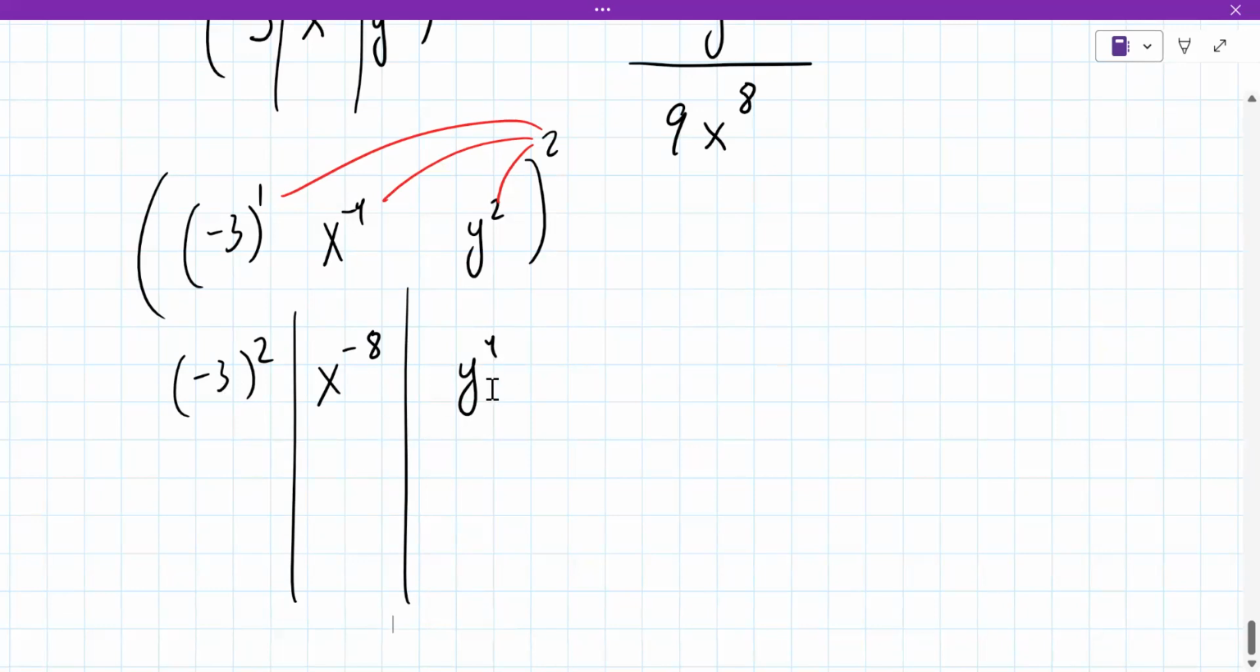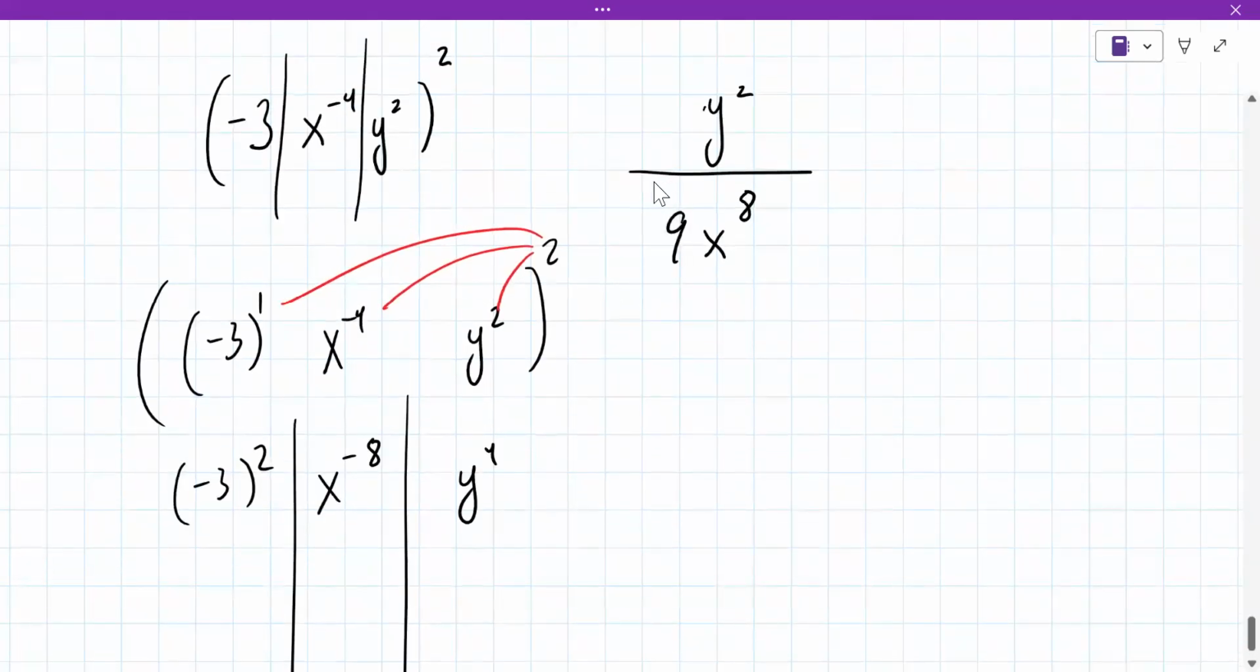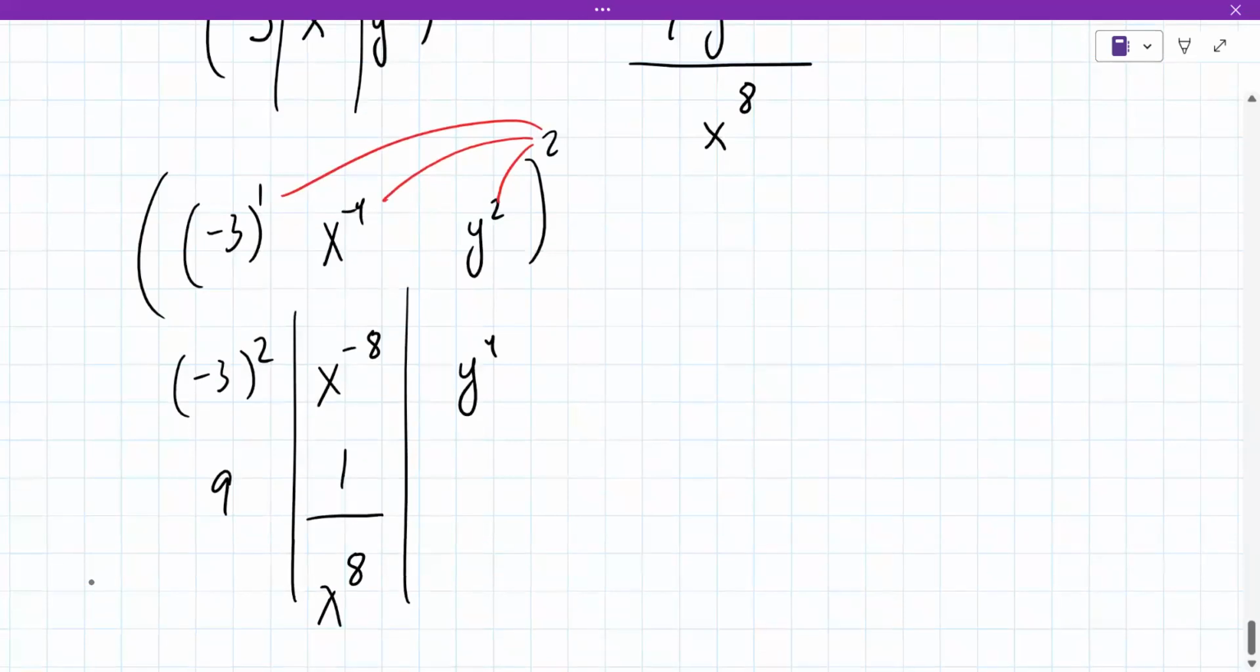Because based on what you said, y could also go to the bottom because it's next to the x. It's like, no, they're separate. They're completely separate. It's like swimming lanes. So the 9 actually stays in the top. -3 squared is 9. This is 1 over x to the -8, which is 1 over x to the 8th, and y to the 4th stays up top there.